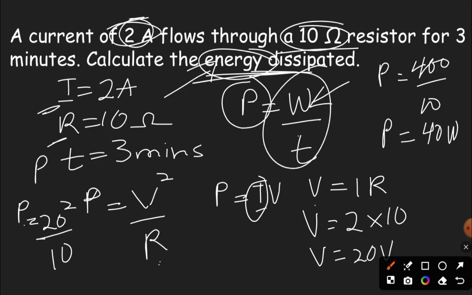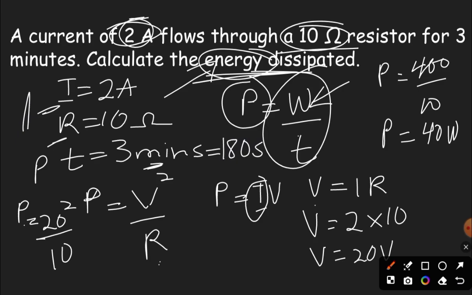But take note of the time. Remember what I said about the time. We have to convert 3 minutes to seconds. Now, if 60 seconds make 1 minute, then how many seconds will give us 3 minutes? So 3 times 60. 3 times 60 is 180 seconds. So that's what we are going to work with.